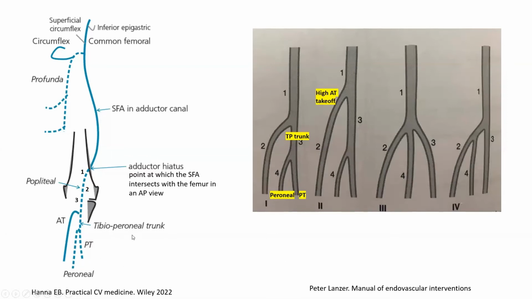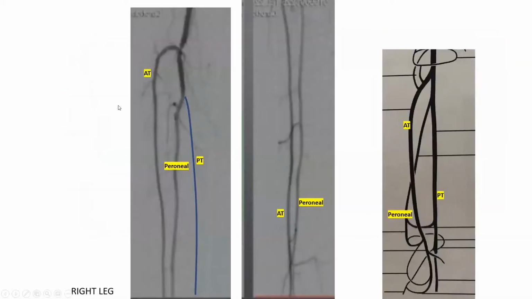Occasionally, though, you have variants. So you may have a trifurcation where you get a point with AT, peroneal, PT. That's not common, though. Or you may have a very high AT takeoff. Actually, I've seen many cases where the AT comes from above the knee joint, from that number 2 area. Okay. This is an illustration of that infrapopliteal anatomy, right leg.